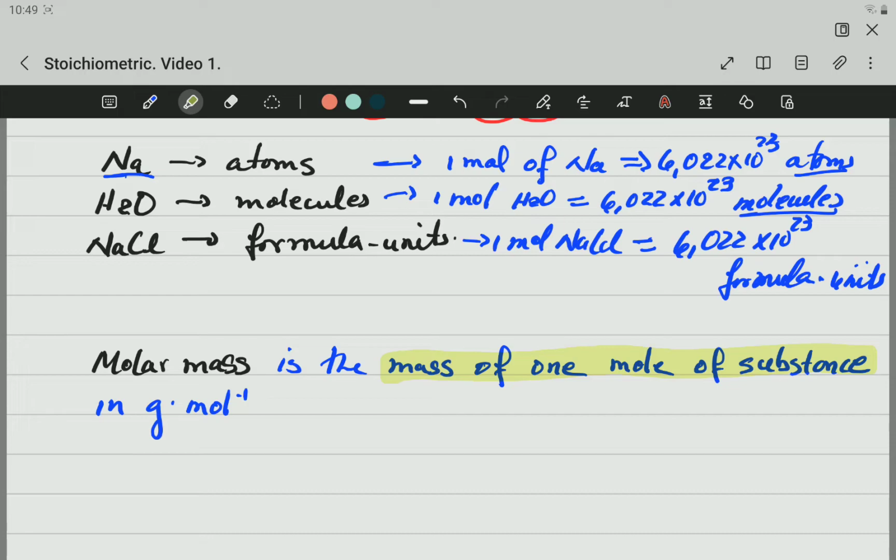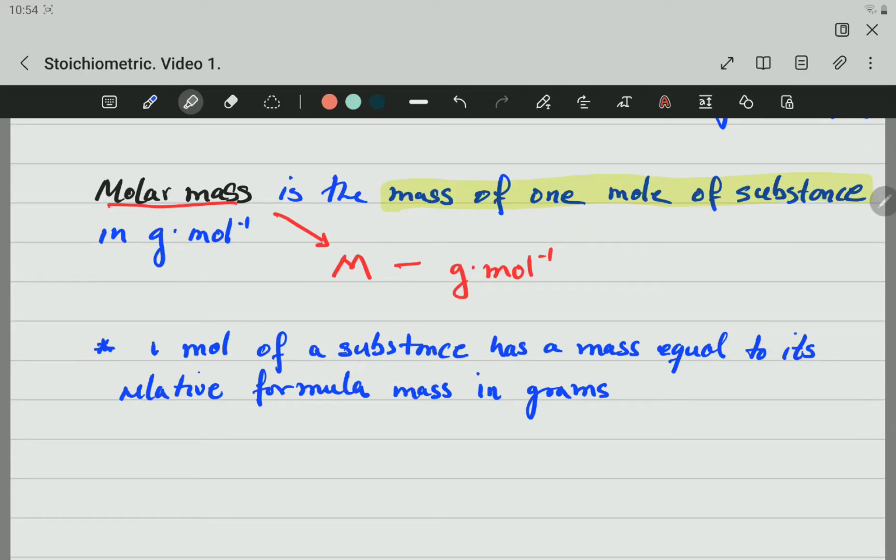The symbol for molar mass is a capital M, and the unit is grams per mole. It's already said in the definition: 1 gram per mole. So this is molar mass, and the symbol is capital M. That is the other important thing we have to mention here. Now, something very important to remember: 1 mole of any substance has a mass equal to its relative formula mass.